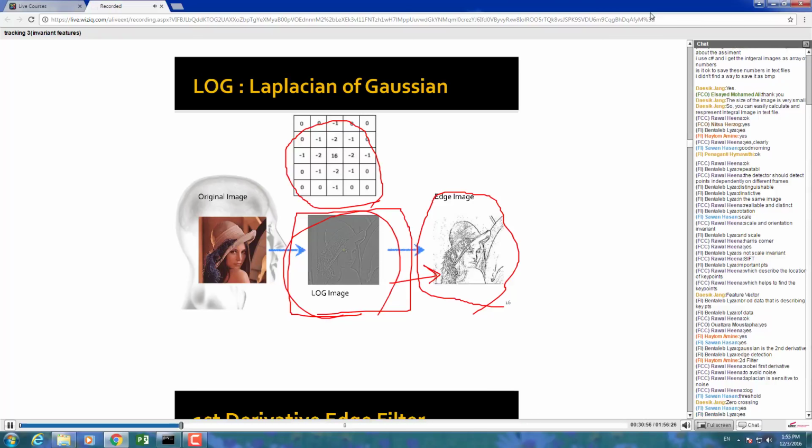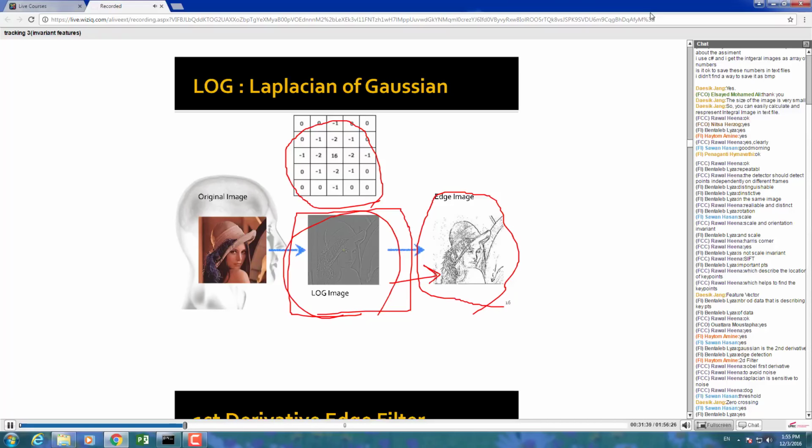Do you remember zero crossing? Yeah. So in this case, we are using a zero crossing approach, not any complicated algorithm, right? Because of the basic concept of LOG, instead of a threshold, we can just select zero crossing points, and they become edges. So this is the usage of LOG to find edge points. It was the original purpose of LOG.